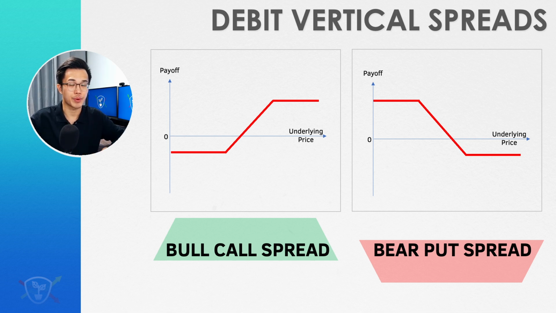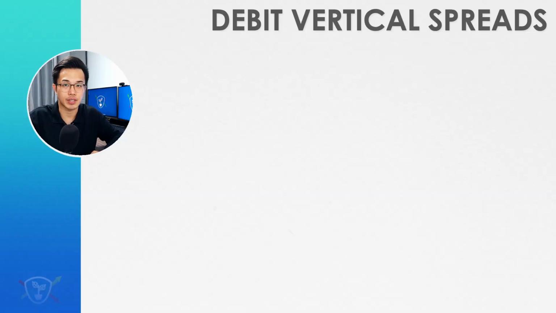Debit vertical spreads are efficient ways to deploy capital. Also, they give us the benefits of being limited risk. We know exactly how much we're going to lose if we are wrong and how much we're going to make if we are correct. However, there are some considerations that we need to pay attention to when we trade debit vertical spreads. I'm going to talk about two of them.